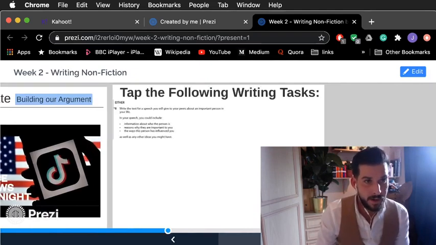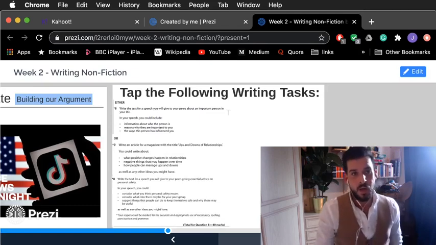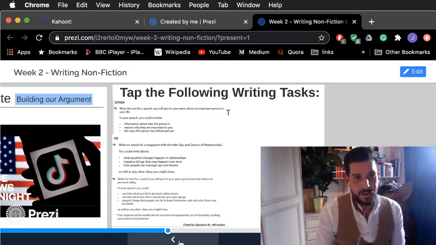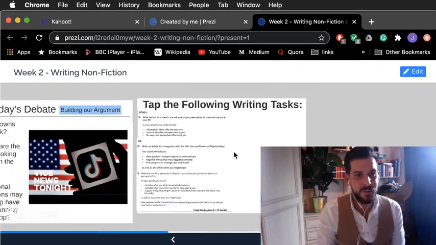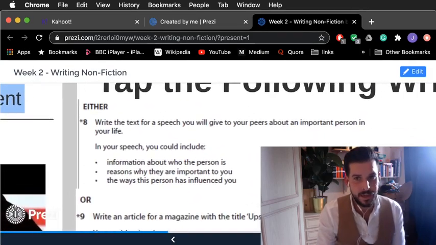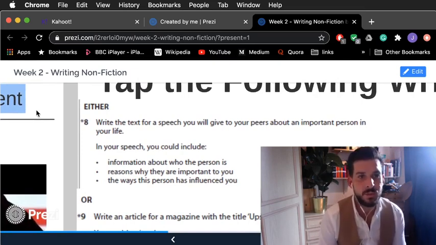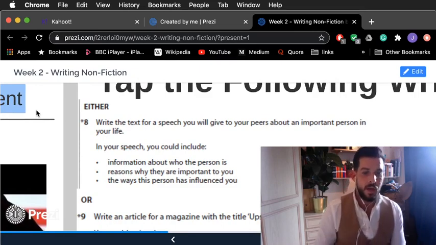So what I want to have a little look at now, okay, it's quite hard to see these, so I might zoom in for you. I want you to attempt to TAP the following writing tasks. The good thing about this presentation software is I can zoom in if I need to, okay? So: write a text for a speech you will give to your peers about an important person in your life.